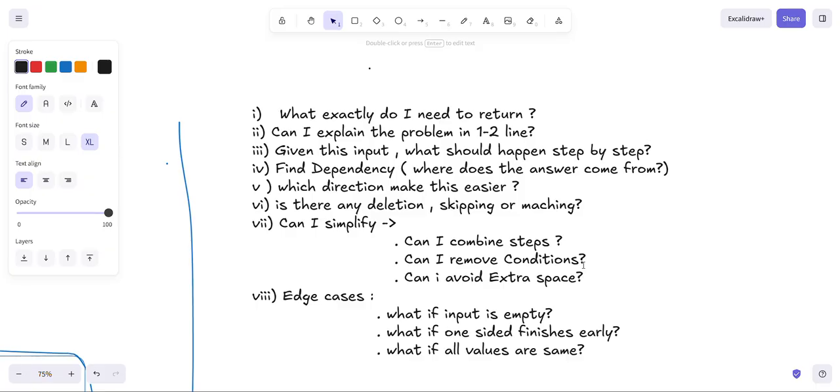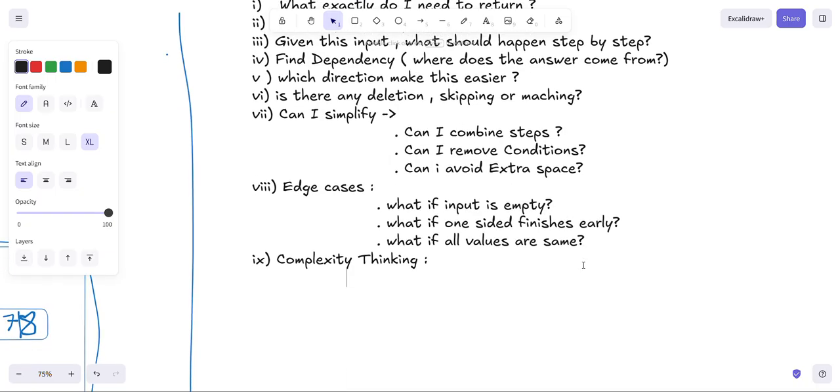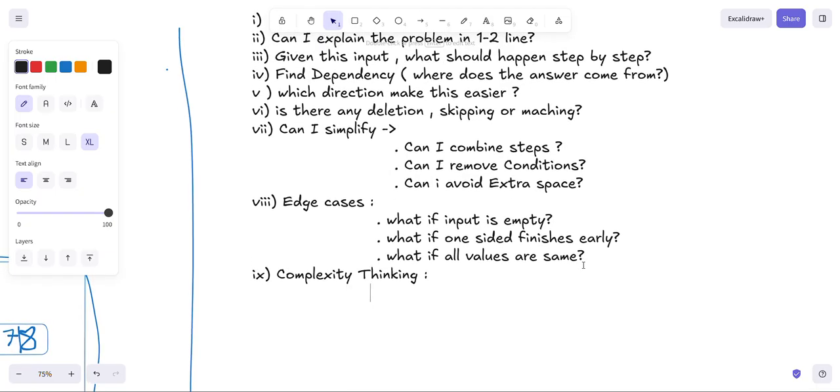And the ninth point, sorry, not question, my bad, is complexity thinking. How many times am I visiting elements? And can I reduce extra space?